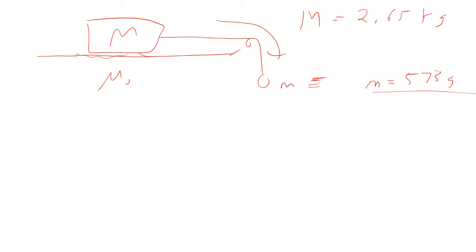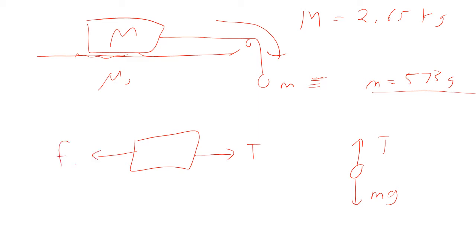Because you notice what's happening. Free body diagram for the hanging mass: we've got mg down, tension pulling up. Free body diagram for the mass on the surface: we've got tension going this way, static friction this way, normal going up, and big Mg pulling down. So we know that the normal force is going to be equal to big Mg.